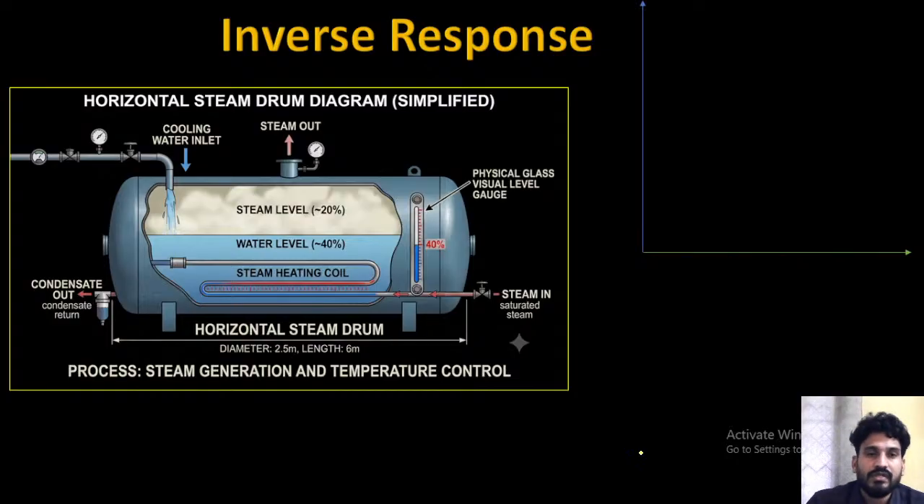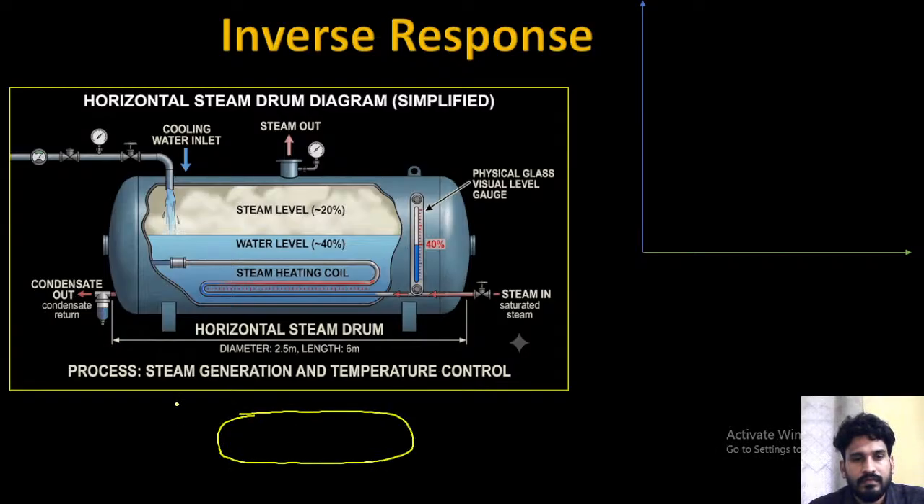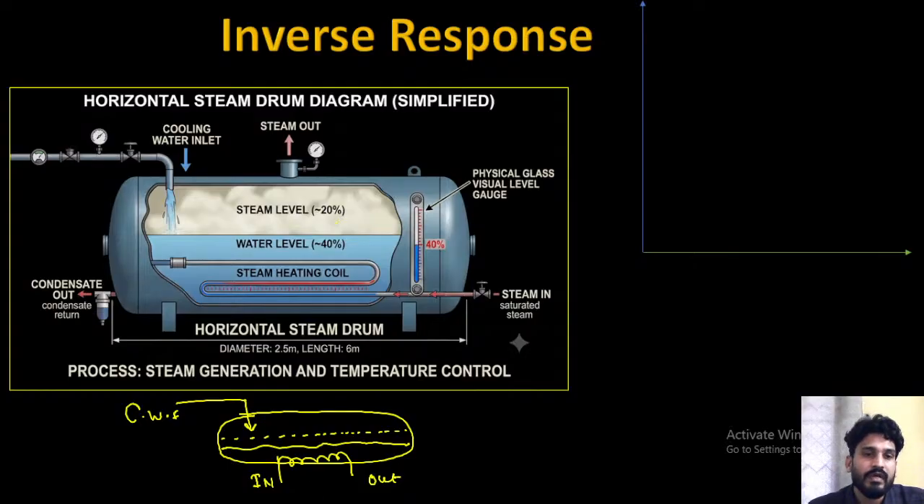In your notes, just make this flow diagram like that. Let's suppose this is my drum. This is my inlet, cooling water inlet, and there is some liquid, there is some vapor, okay, and there is steam. This is the steam inlet, this is the steam outlet. This kind of diagram you can make.